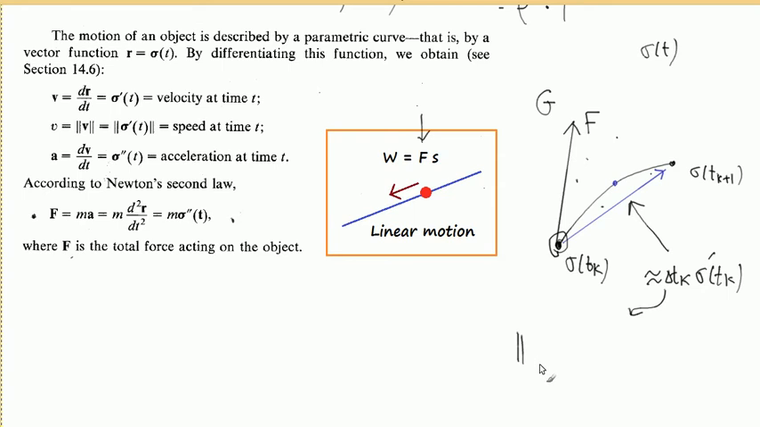Norm of the vector, delta tk times sigma prime tk. That's the length of a vector. But delta tk is a scalar and is a positive number, so we set it outside, and sigma prime tk. So that's the approximation of this arc length in there, but it is actually a good approximation of this straight length.